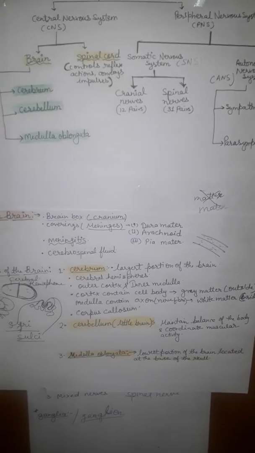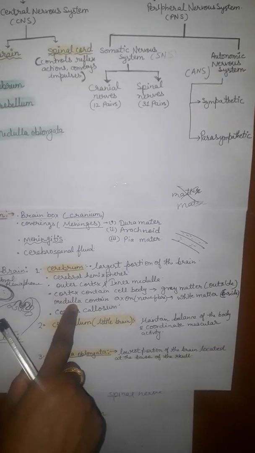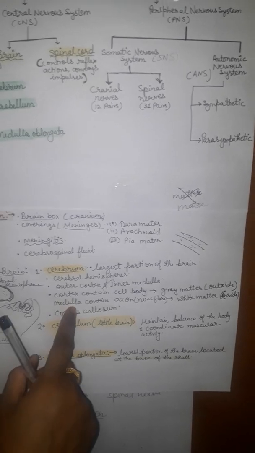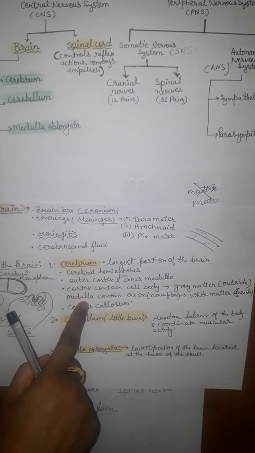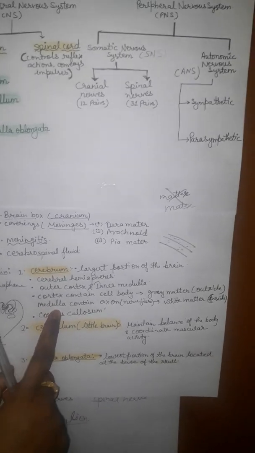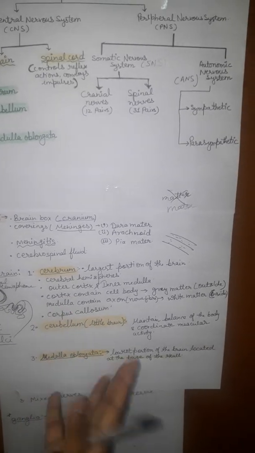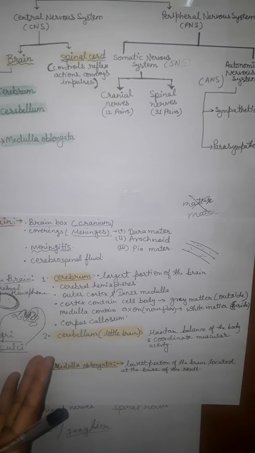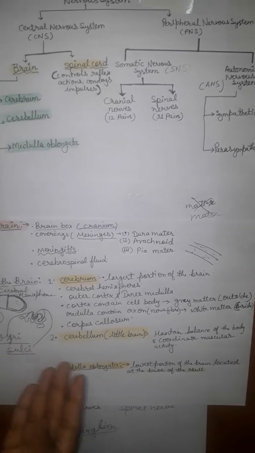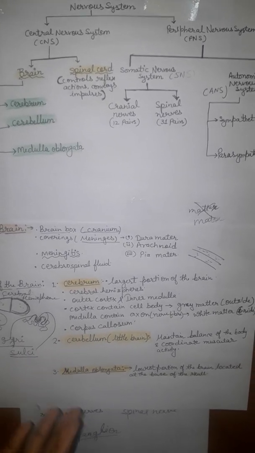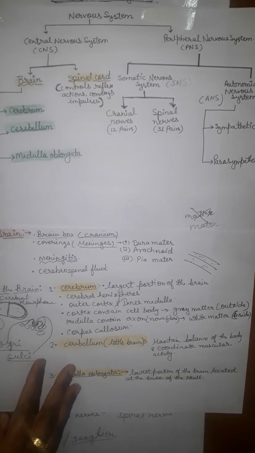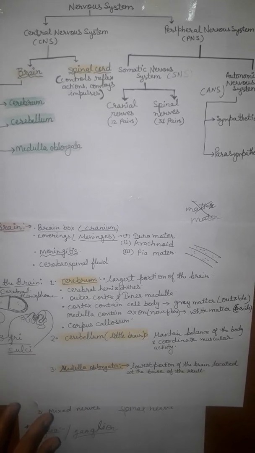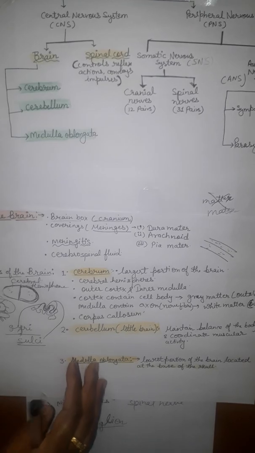Now, next one: it increases the surface area to accommodate more nerve impulses. Why do folds and grooves occur inside the brain? To increase the surface area to accommodate more nerve cells. It is believed that the higher number of convolutions in the human brain is due to the larger number of brain cells and hence greater intelligence.